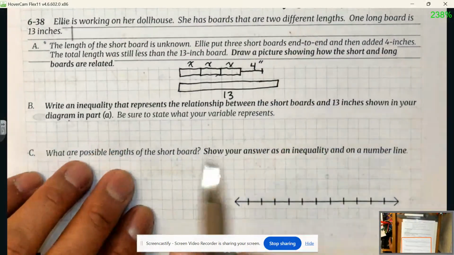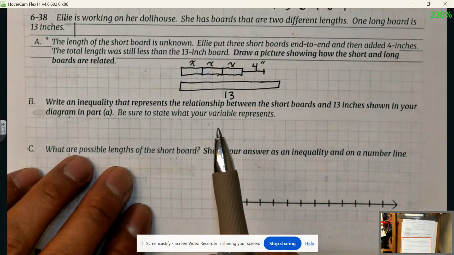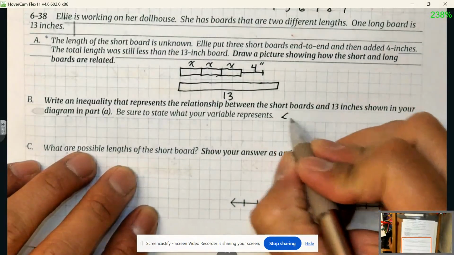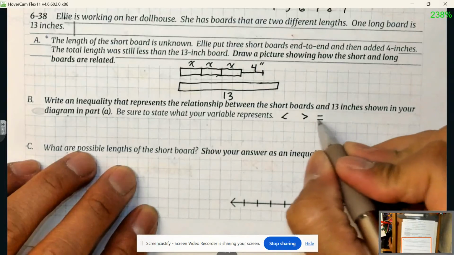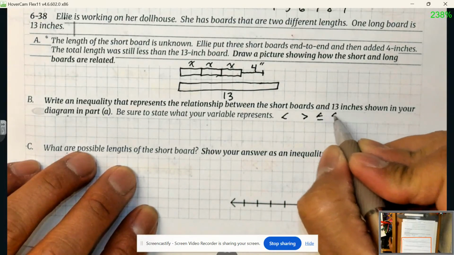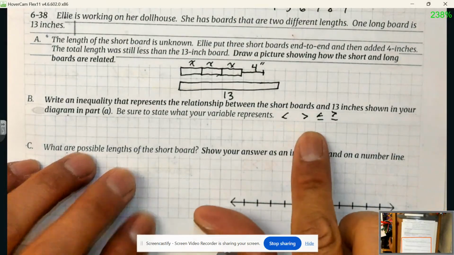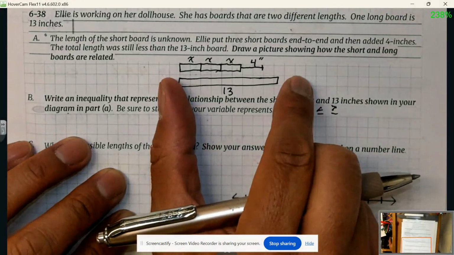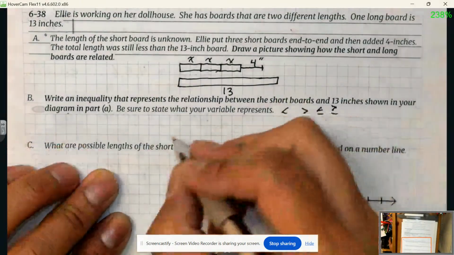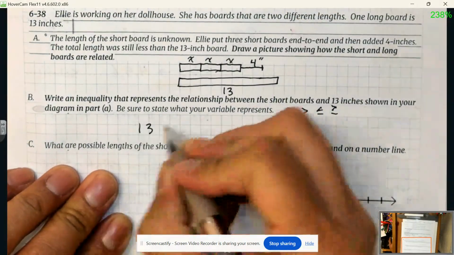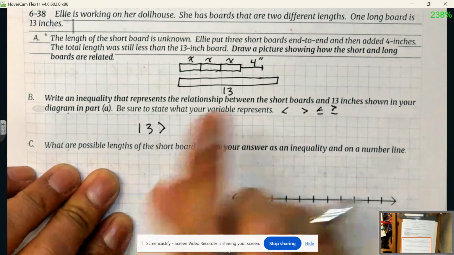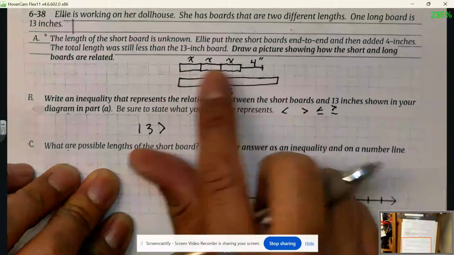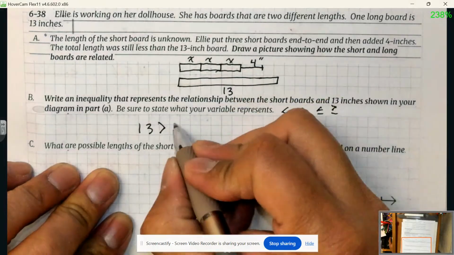Now what we're going to do is write an inequality based on this drawing. And the inequality, remember, has a less than, greater than, or equal to. Inequality means this, this, or this, or this. These are inequalities. So first thing, we know that 13 is greater than our short boards and the 4 inches, which we're going to represent with an expression that would be 3x plus 4.